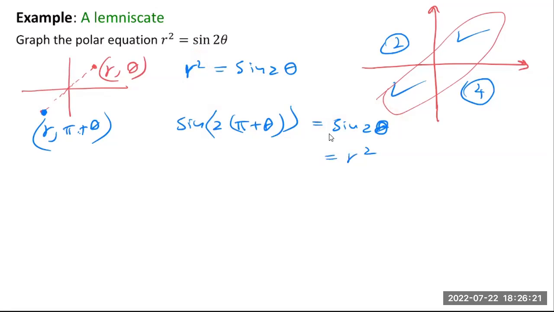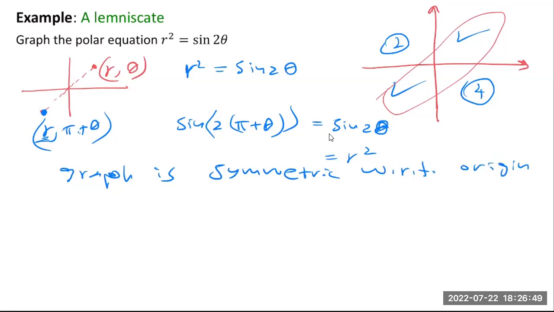What does that tell you? That tells you that this point r comma pi plus theta is also on the graph of this polar equation. Okay, that means it is symmetric. The graph is symmetric with respect to the origin. So if you have a shape like this, then you should have the mirror image of that on the other side, with respect to the origin.